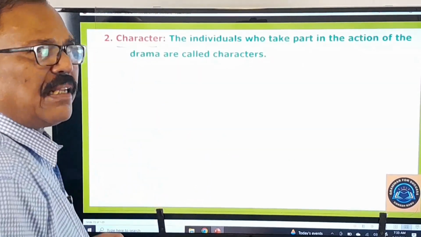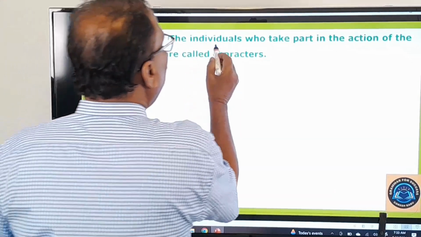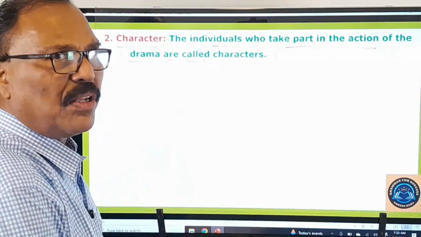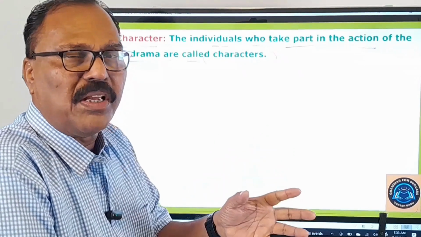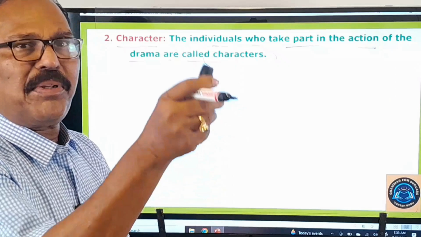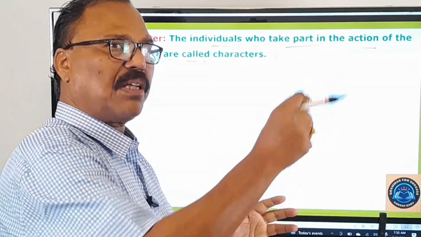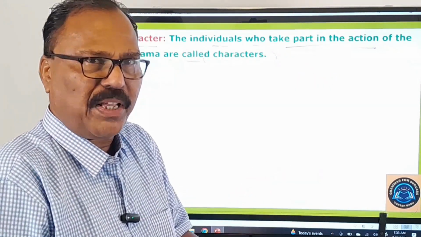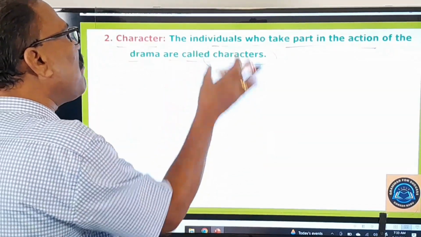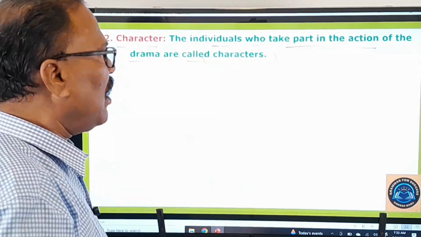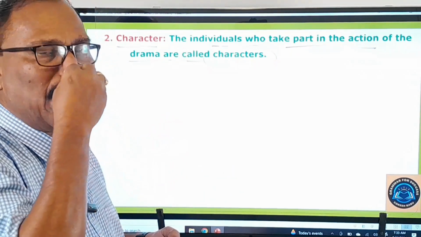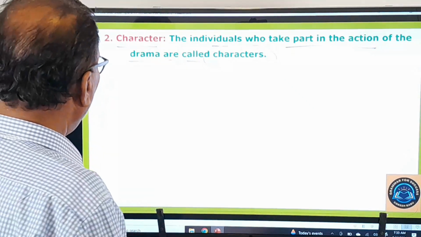Character. This is the second element of the drama. The individuals who take part in the action of the drama are called characters. The story runs only with the help of the characters. Hero will be there, villain will be there, heroine will be there, supporting characters will be there, comedians will be there. All kinds of characters can be found in a drama. Because of them, the story becomes successful. If they can perform their role very well, then that drama becomes successful. You know that very well.